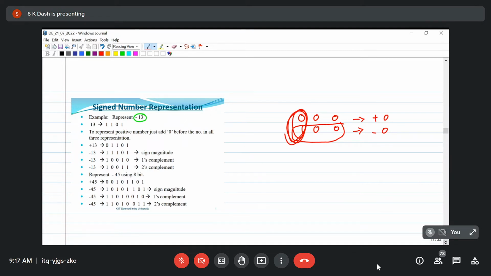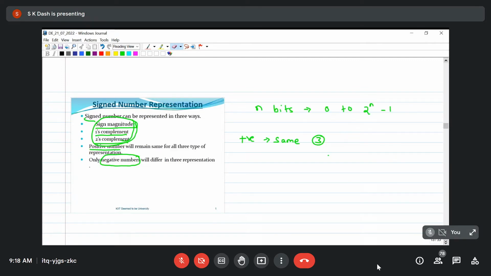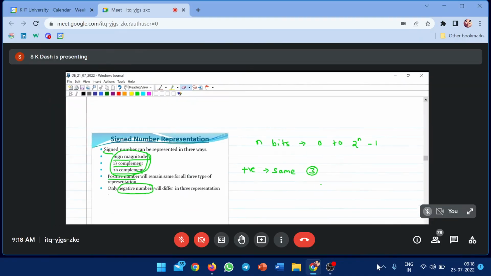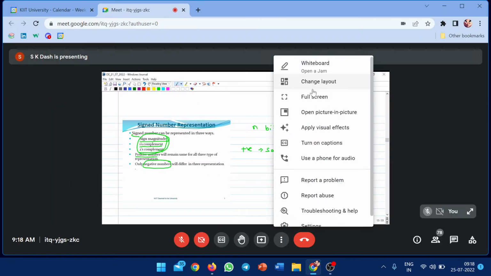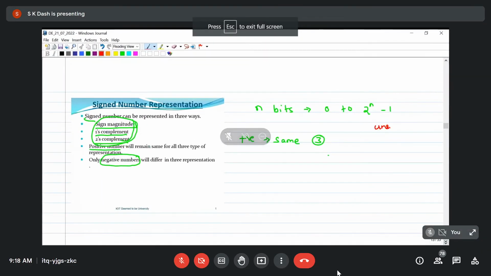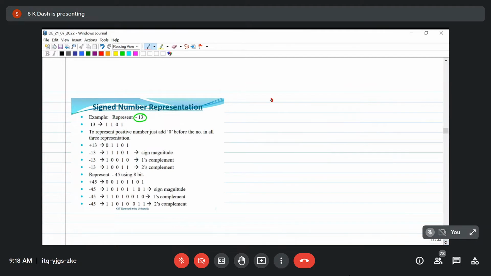Okay, so let us see how we can solve that. Before going into that, as we discussed previously, using n bits we can represent 0 to 2 to the power n minus 1 if it is unsigned. Now, can you comment on what I can represent using the same n bits for signed numbers using sign magnitude?